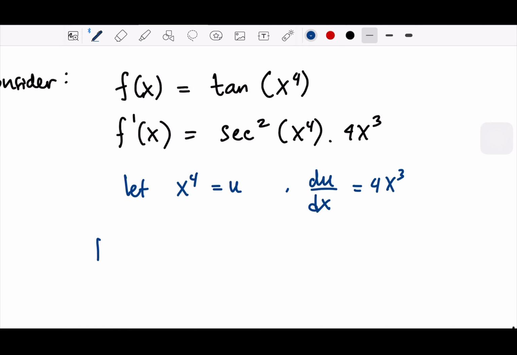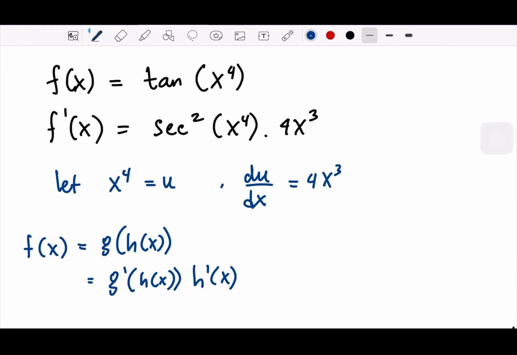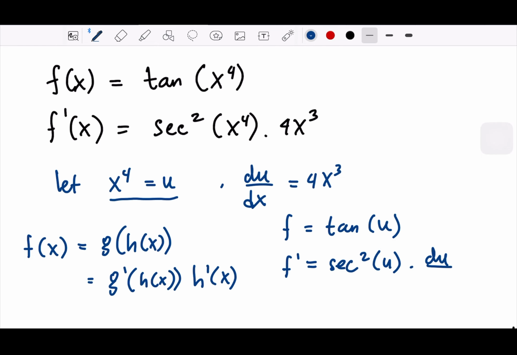So that means that if we have f of x, like for example, g and h, this is going to be g prime h of x, h prime x, right? So when we have this, then if we take the u, the f is just tangent u. If we let x to the power of 4 equal to u, the f prime is secant squared u multiplied with du dx. Okay?